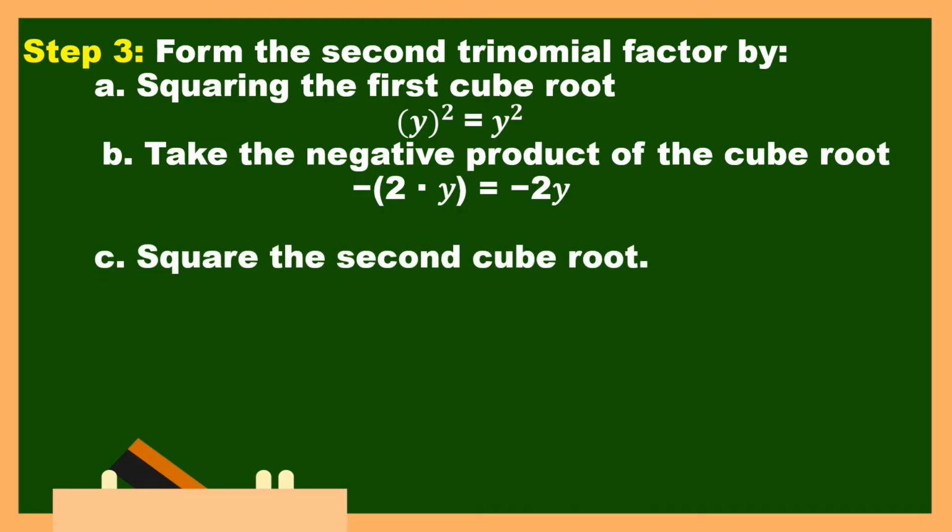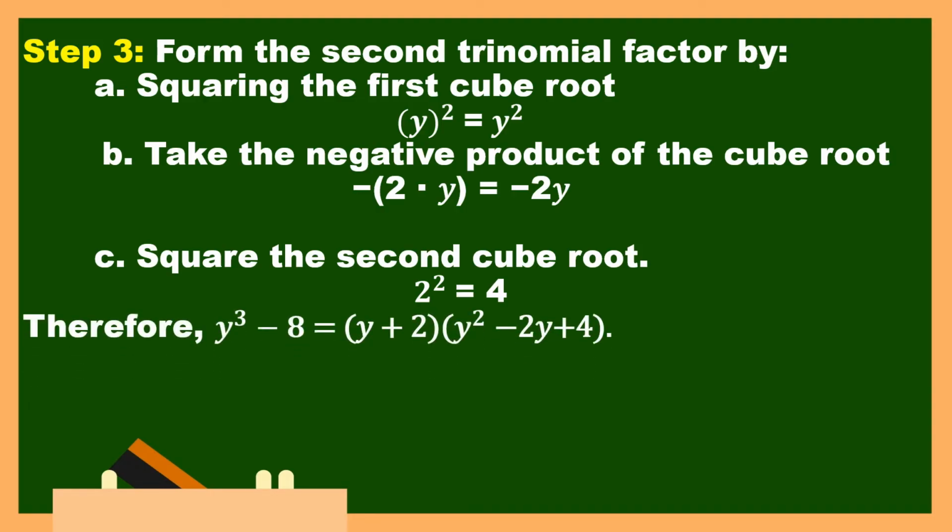And letter C, square the second cube root. Ang pangalawa namang nating cube root na 2 ay i-square natin or i-multiply sa kanyang sarili. So 2 raised to 2 is equal to 4. Therefore, y raised to 3 minus 8 is equal to the quantity of y plus 2 times the quantity of y raised to 2 minus 2y plus 4.